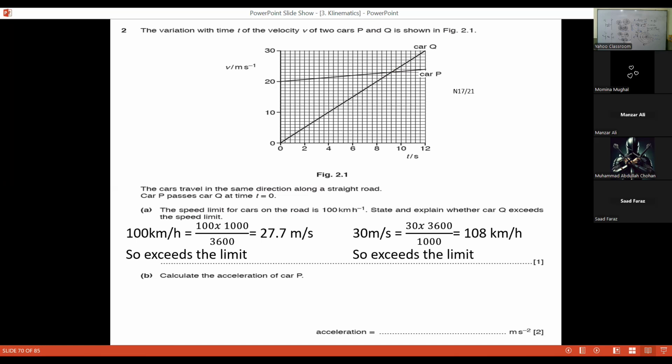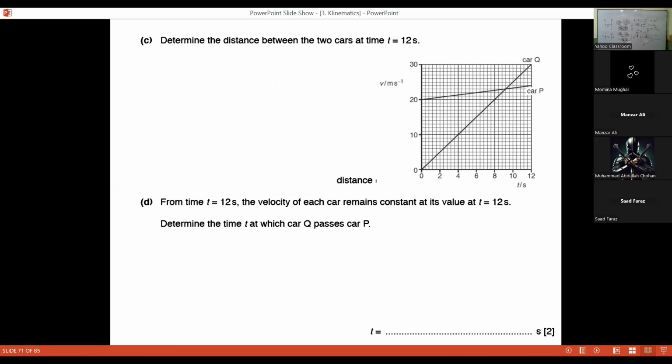Both methods. Acceleration of car P, V minus U over T, 24 minus 20 divided by 12, because this change has taken place in 12 seconds. Now is the interesting part. वो कहता है जी दोनों गाड़ियां जो है, determine the distance between the two cars after 12 seconds. दोनों ने डिस्टेंस ट्रेवल किया है तो 12 सेकंड के बाद कितना कितना डिस्टेंस ट्रेवल किया है.